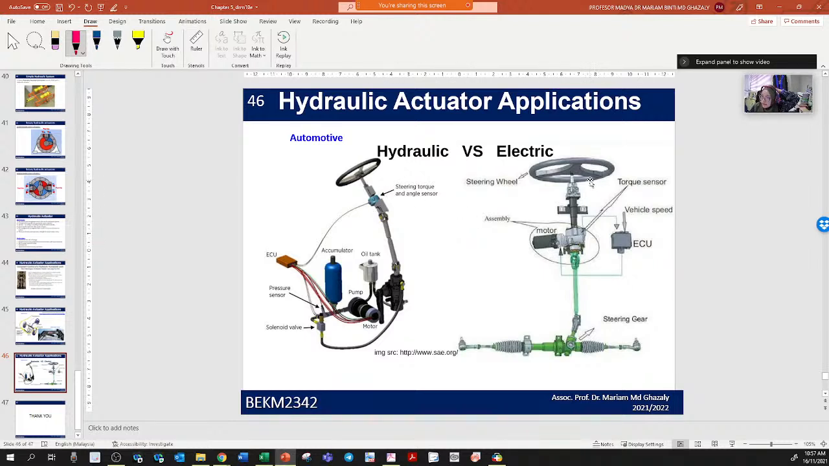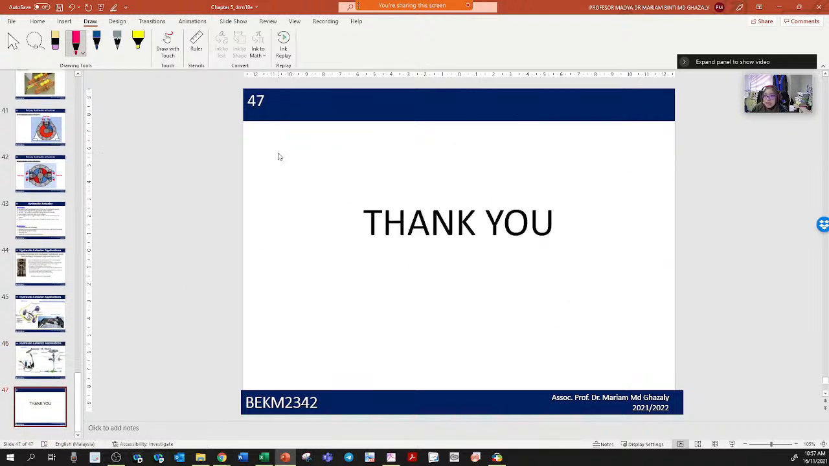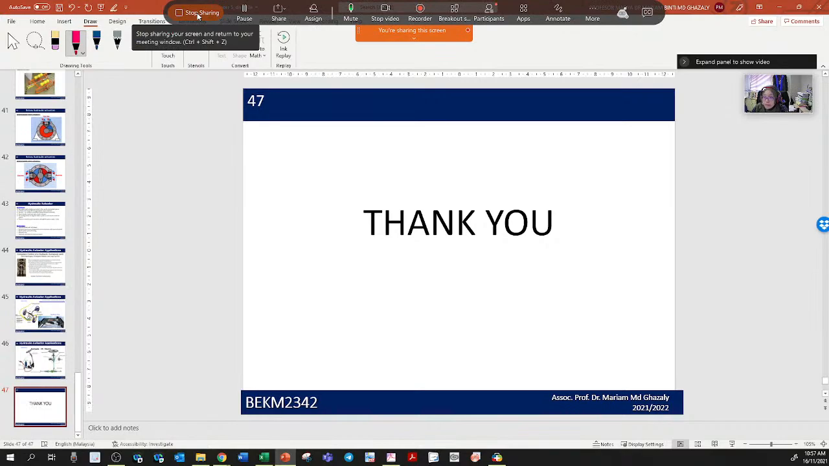Electric motors you will learn in chapter 8, later on. But nowadays, you know that most power steering is electrical power steering. So how does it translate from hydraulic to electrical power steering? Okay, I think that will be all for today's session.